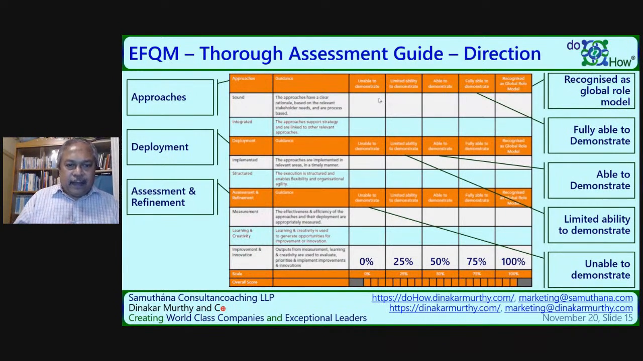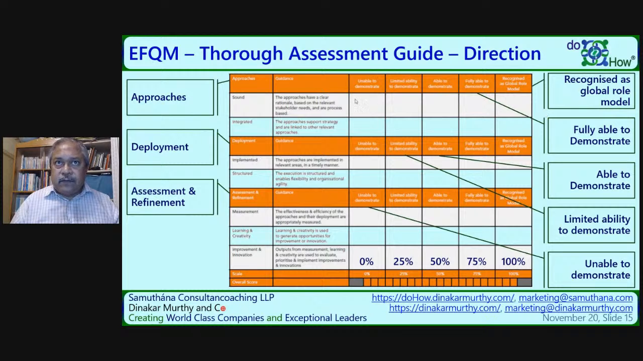When it comes to enablers, what are the approaches? Are they sound and integrated? Then whether they are deployed, that means implemented and structured, and whether assessment and refinement is being done for the approaches, so that you are constantly able to improve them. Those are the 3 areas that one would look at.